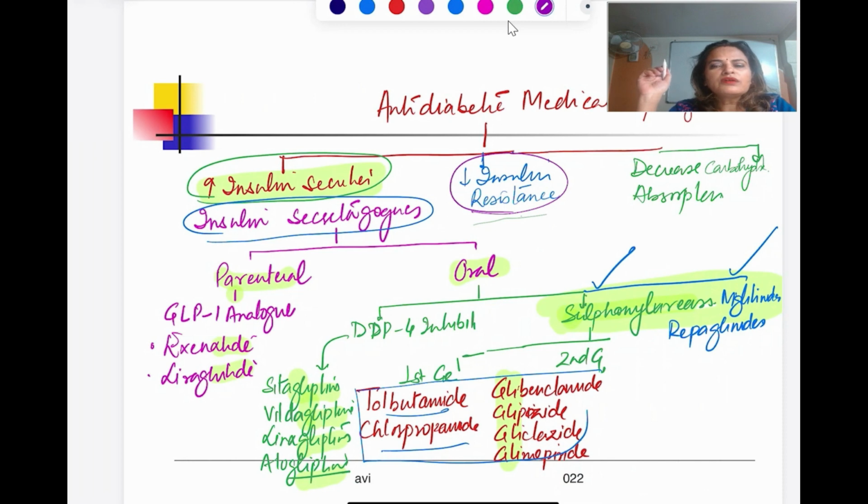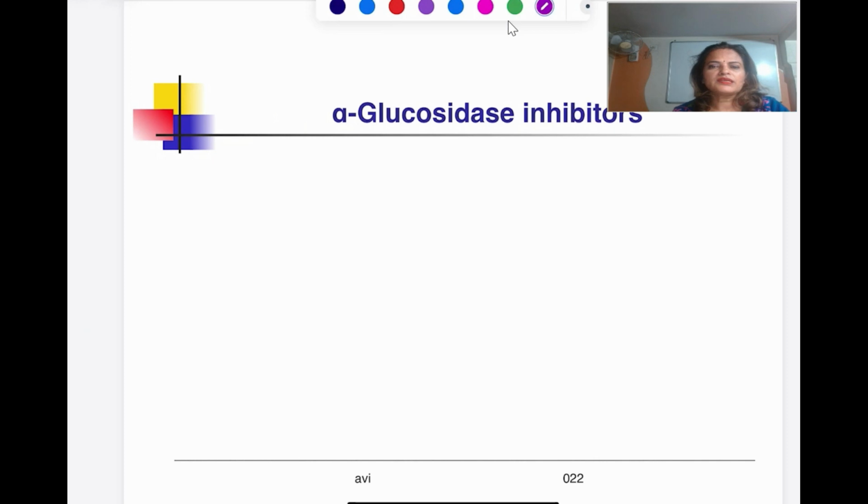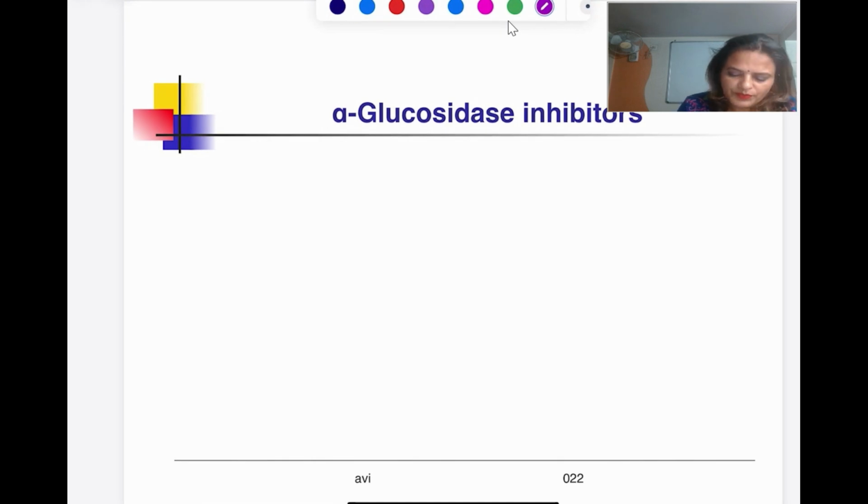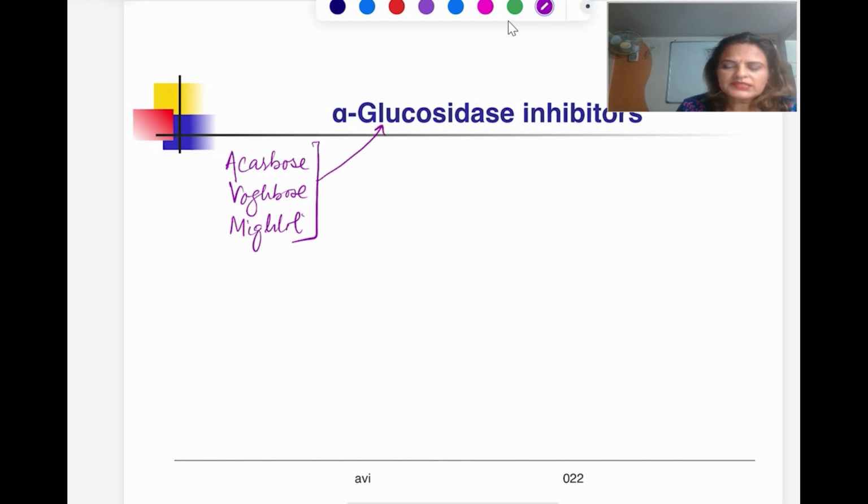Now coming to the third group of drugs, which is going to decrease the glucose absorption. It decreases glucose absorption in the intestine. That group of drugs is the alpha glucosidase inhibitors. So what drugs do we have in this group? We have acarbose, voglibose, and miglitol. All three are alpha glucosidase inhibitors.